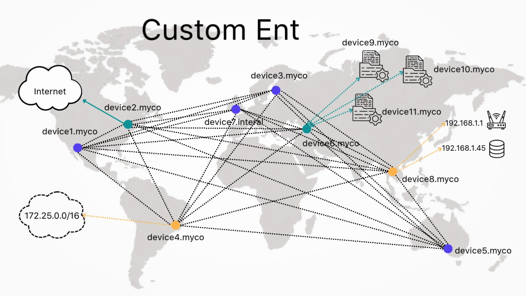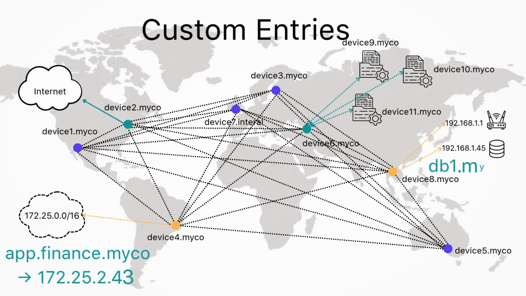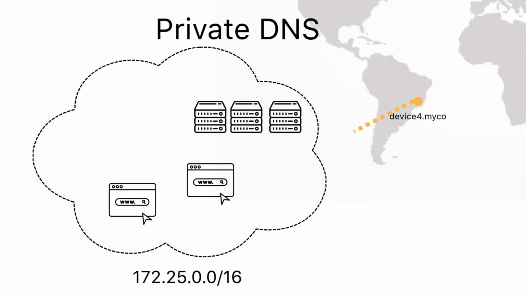You can also add any arbitrary entry to Netmaker's internal DNS, whether it's to a device in your network or anywhere else. Netmaker can forward traffic to local environments such as office LANs, using our egress feature. However, by default, you will need to access the local services using IP addresses.